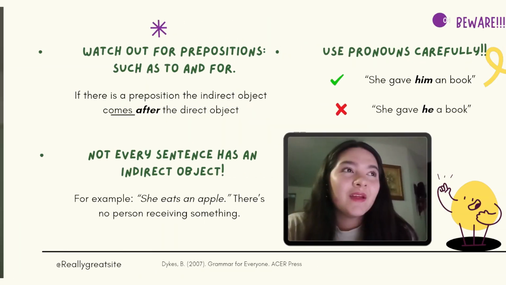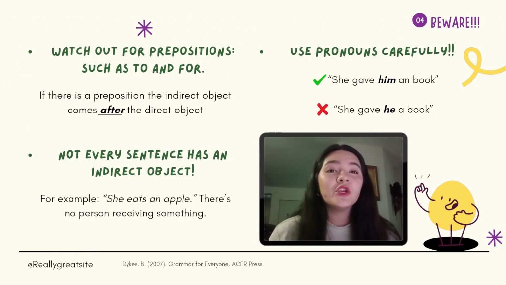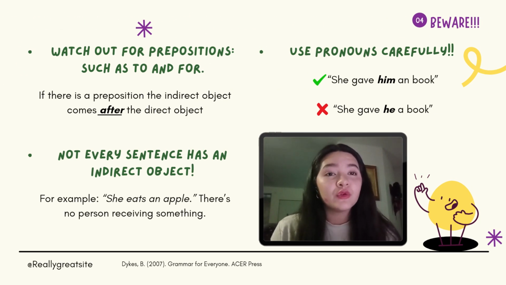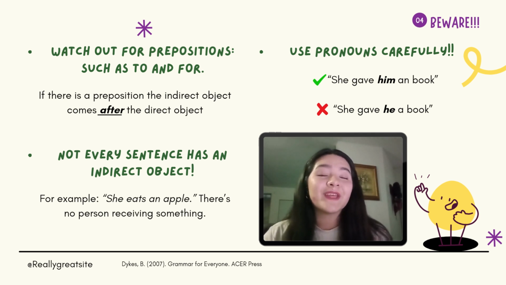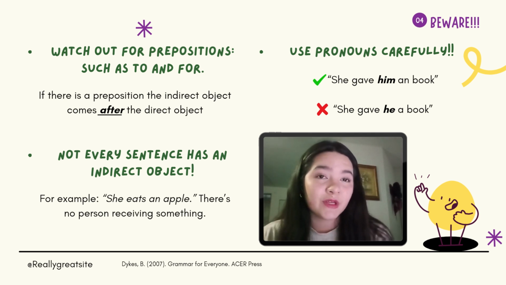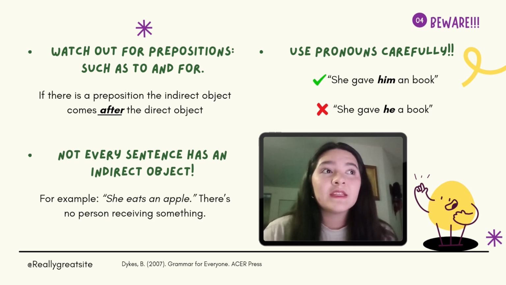Now, things we need to be aware of when using and identifying the indirect object. Number 1, we need to watch out for prepositions. You can use to or for to introduce the indirect object, especially when it comes after the direct object. For example, he bought a sandwich for her. And I wrote a letter to my cousin.